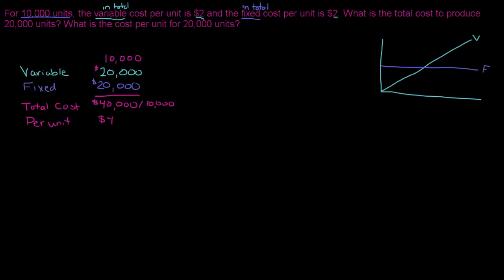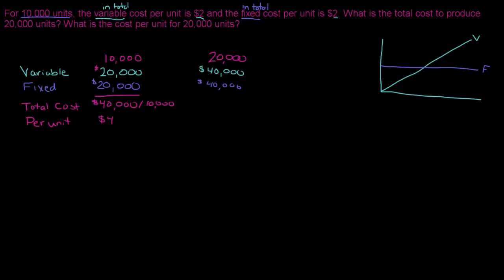The problem comes when I say, okay, now let's do the cost for 20,000 units. This is where we start to have the problem. So here we go. My variable cost is easy. That is $2 per unit times 20,000 units. Variable cost is $40,000. Easy. Now fixed cost: $2 per unit times 20,000 units, and that is $40,000.